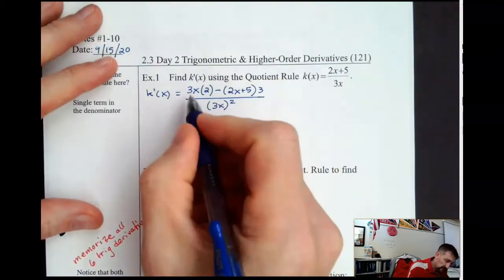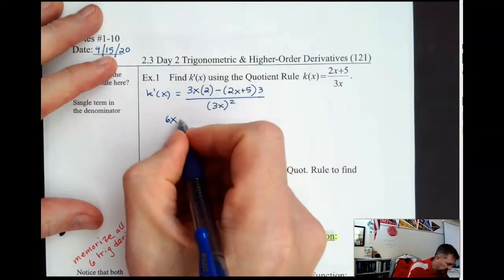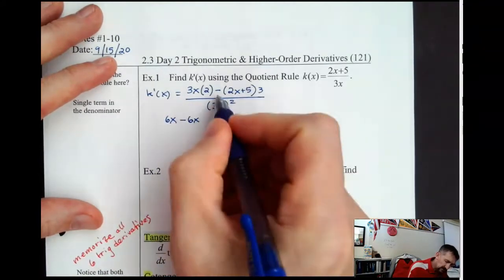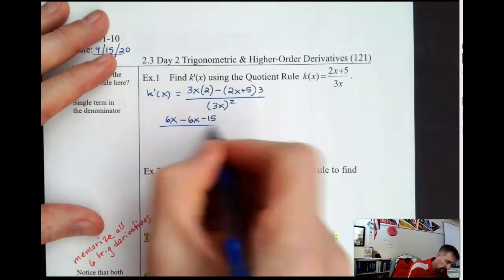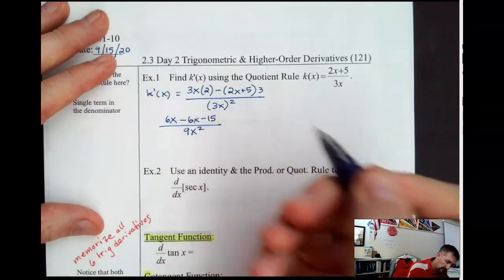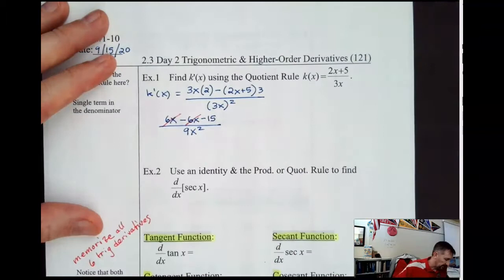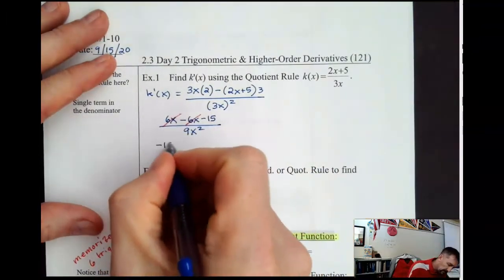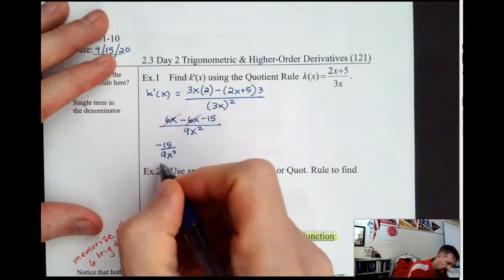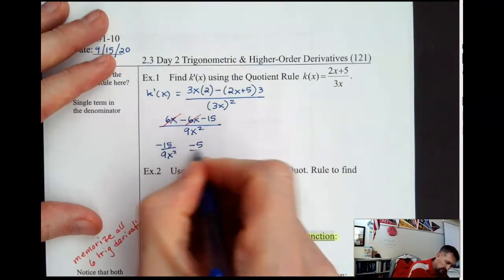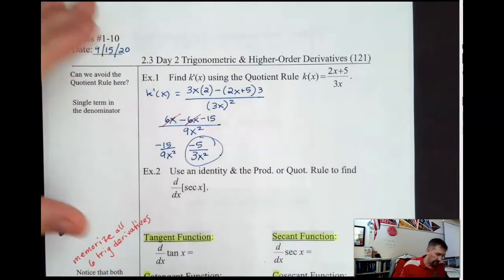Alright, so that's going to be 6x, and if we distribute that, that's going to be minus 6x and then minus 15. And that's all going to be over 9x squared. So these are going to cancel. We're going to have negative 15 over 9x squared, which we can divide both by 3. So that's going to be negative 5 over 3x squared.